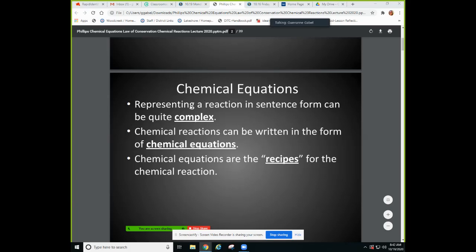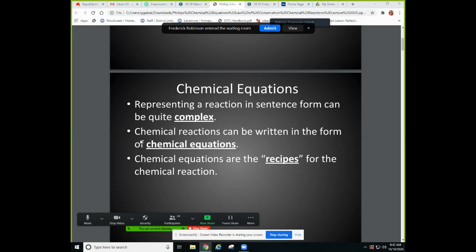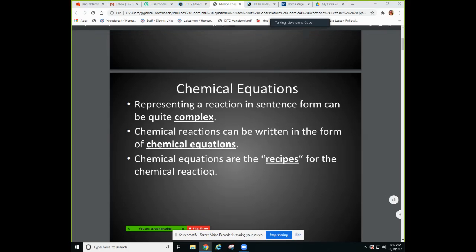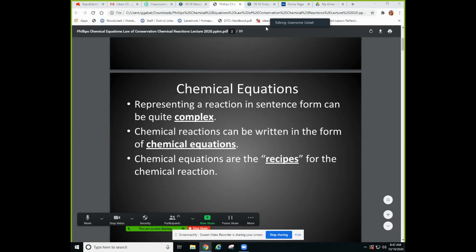Okay? So chemical equations are several of these formulas put together. So we're adding these compounds together to create something new. It's how we represent chemical reactions. So the common household baking soda and vinegar each have a chemical formula, and when you add them together, a chemical reaction occurs, and we use an equation to illustrate that. Okay, so your equations are basically the recipes for a chemical reaction.